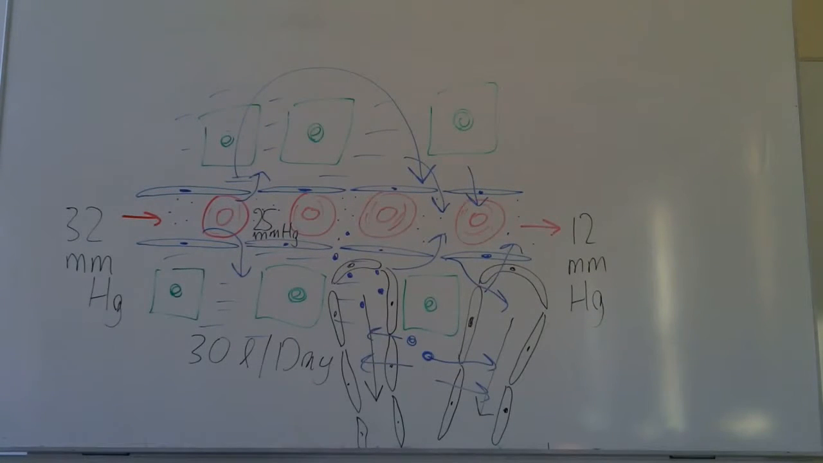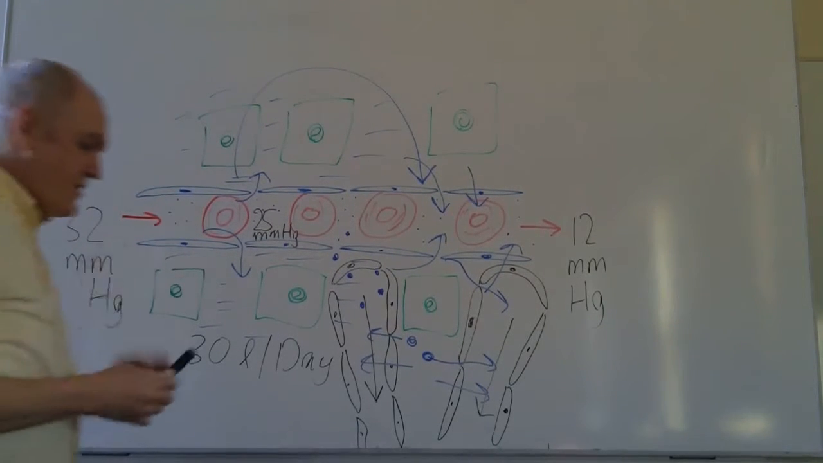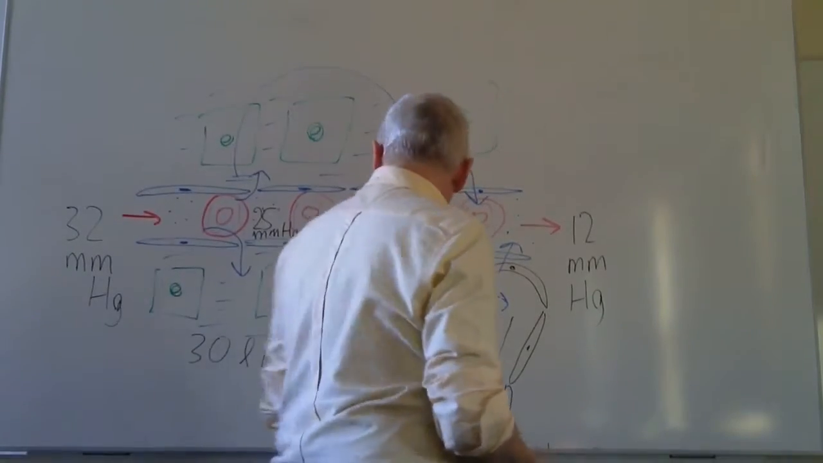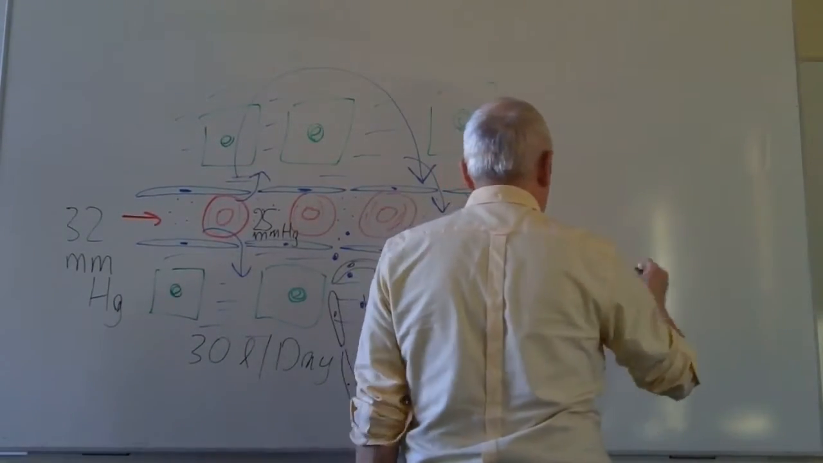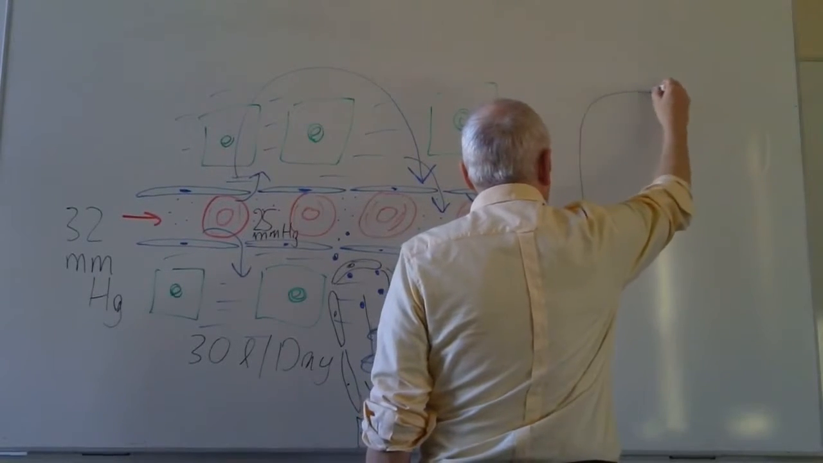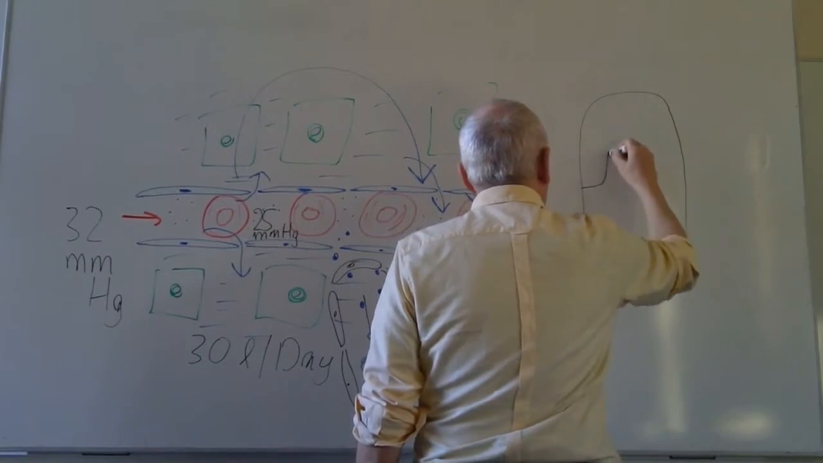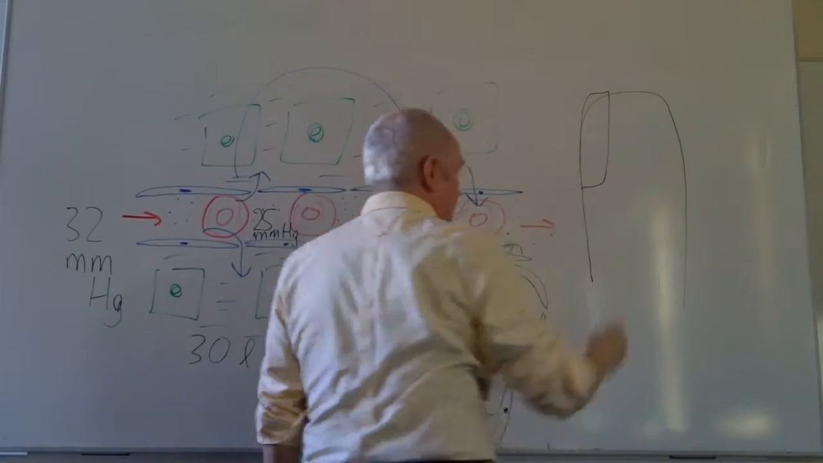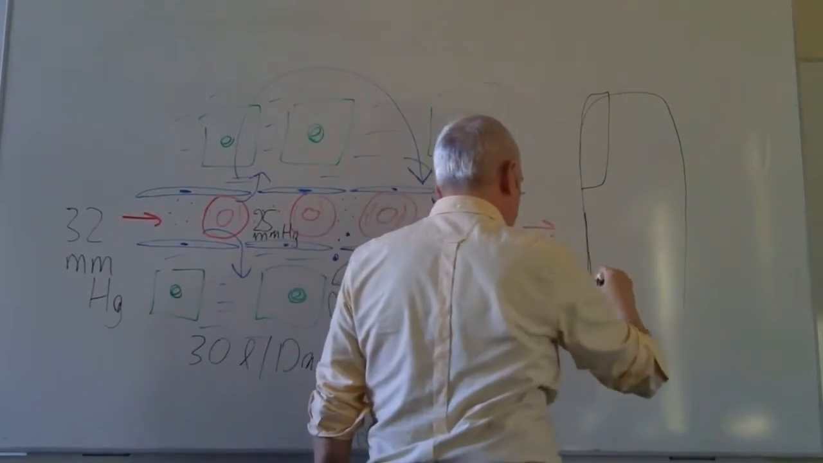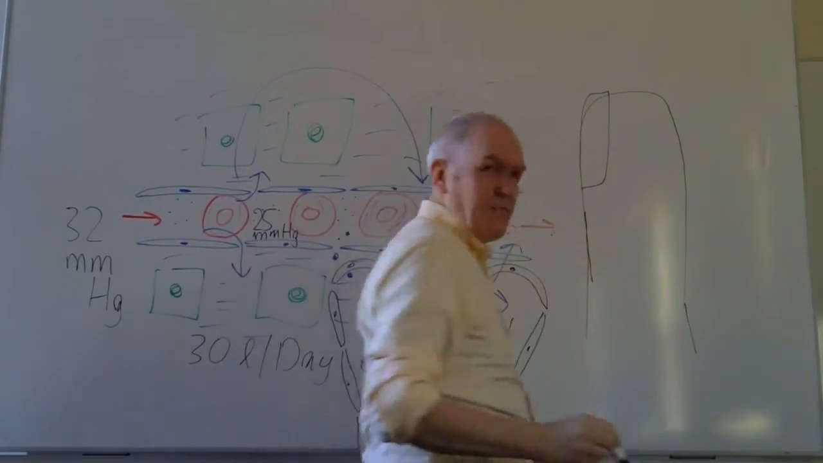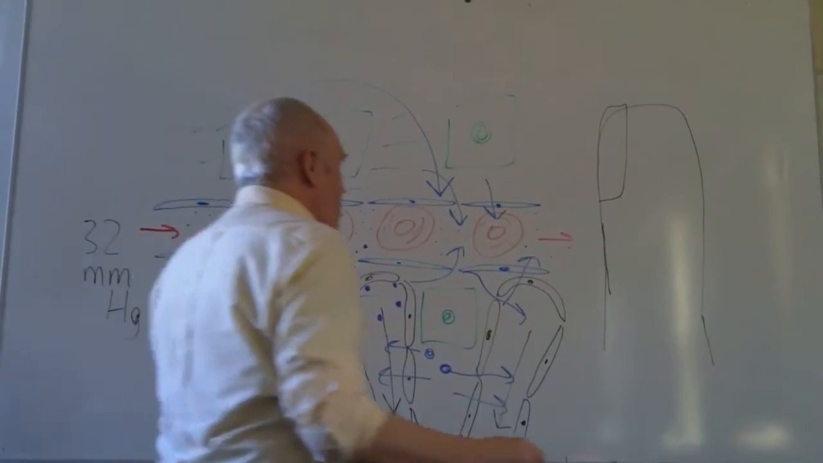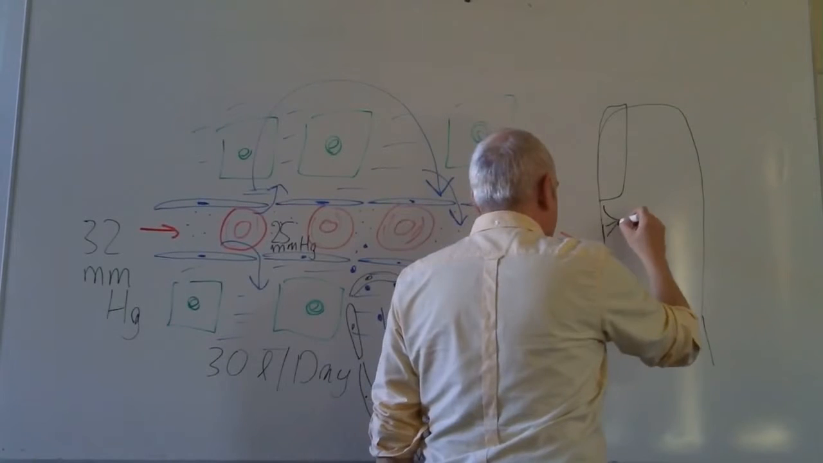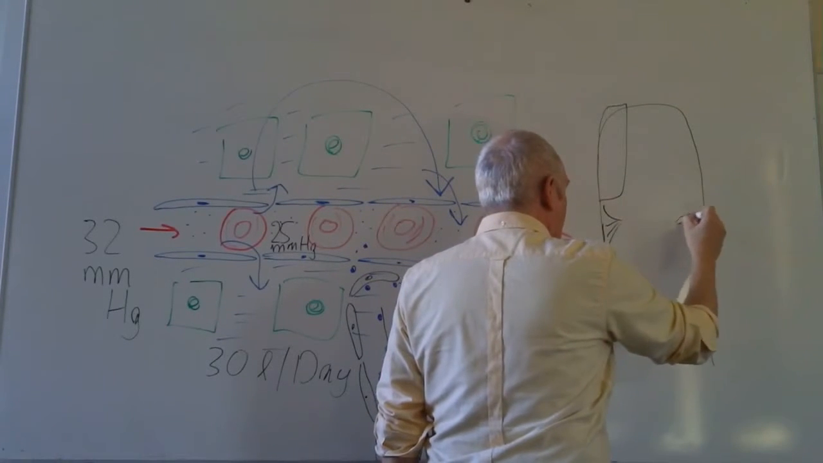Millions of them. So if you think about your thumb, let's imagine this is your thumb here. Your fingernail on it. In a thumb, like other tissues, there's going to be untold millions of little lymphatic capillaries draining all areas of it.